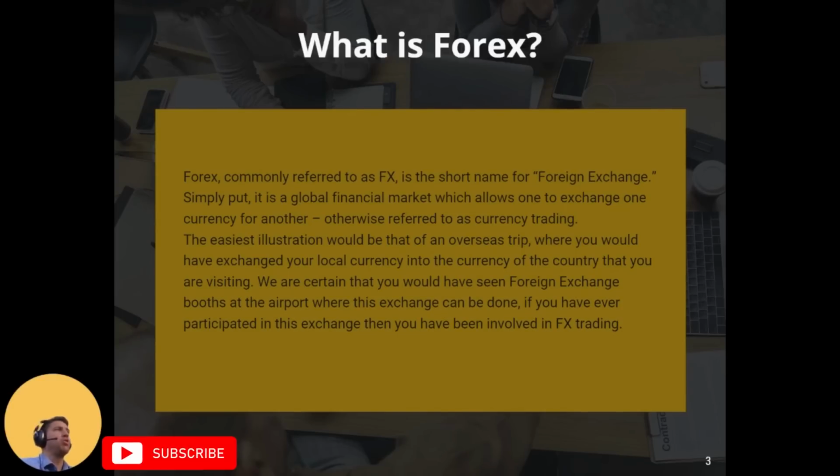Forex, commonly referred to as FX, is the short-term name for foreign exchange. Simply put, it is a global financial market which allows one to exchange one currency for another, otherwise referred to as currency trading. The easiest illustration would be that of an overseas trip, where you would have exchanged your local currency into the currency of the country that you are visiting. We are certain that you have seen foreign exchange booths at the airport where this exchange can be done. If you have ever participated in this exchange, then you have been involved in FX trading.